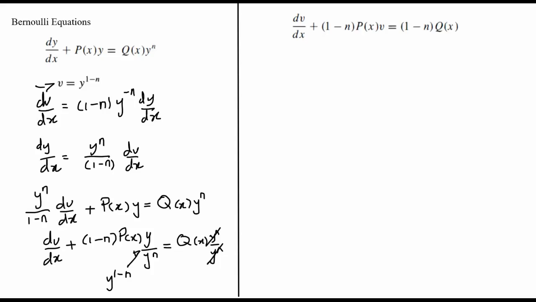Now what I want you to notice is, remember, n is just a number, and so we have basically come to linearize the equation. So this is now a linear differential equation, first order, and we are now able to solve this equation using the method for linear first order ordinary differential equations. So let's look at an actual example.